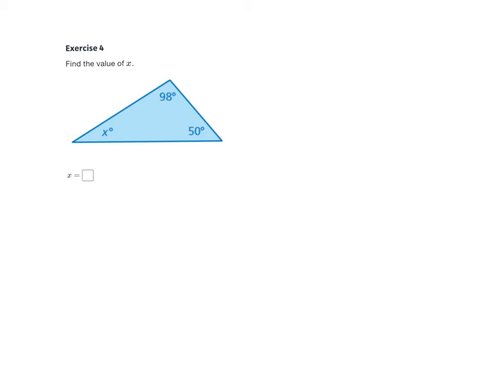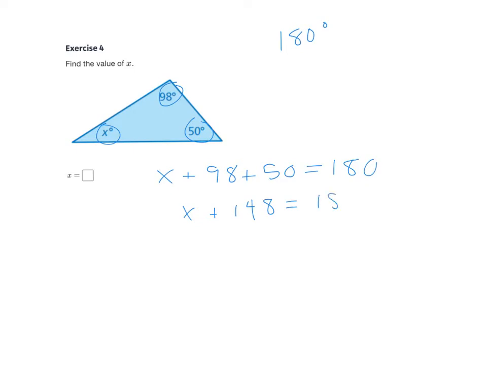Exercise 4, we know inside of a triangle there's 180 degrees. So we're going to have 98, 50, and x. Let's start with x plus 98 plus 50. When added together, the sum has to equal 180. So if I do 98 plus 50, that's going to be 148, which is equal to 180. If we minus 148 from both sides to isolate the x, we get x is equal to 32.